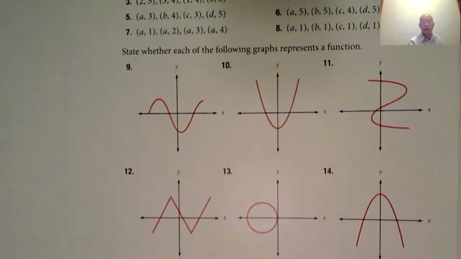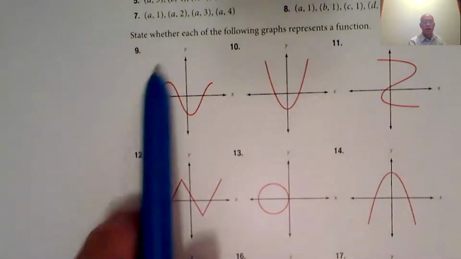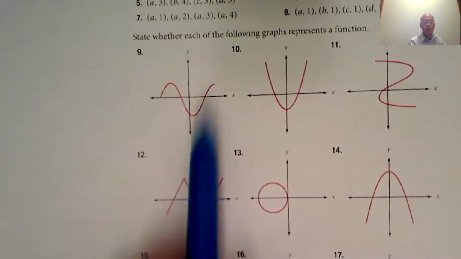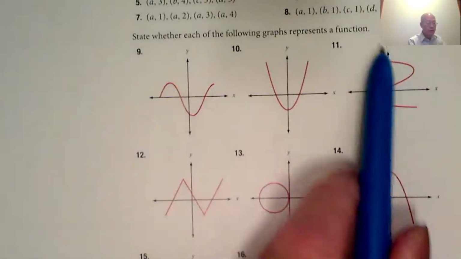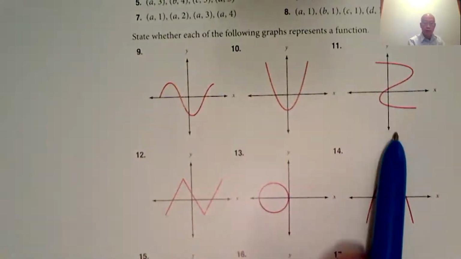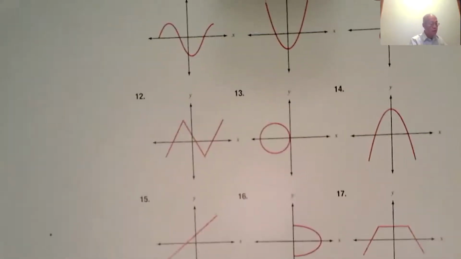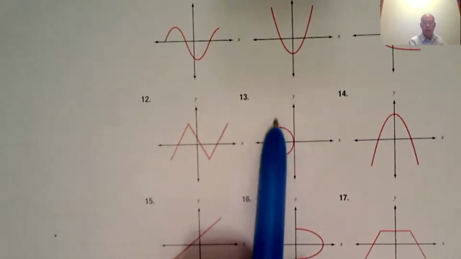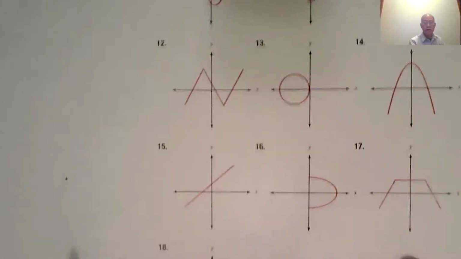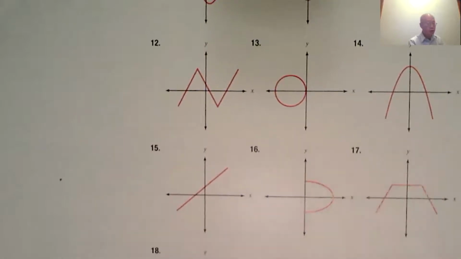Okay, for these, we just see, does it pass the vertical line test or does it not pass the vertical line test? So number 9 is a function. If I draw a vertical line anywhere, it touches only one point. Number 11 is not a function because if I draw a vertical line, let's say right over here, it's going to touch in more than one point. Okay. 13, the circle is not a function. It's possible to draw a vertical line which touches at 2 points. But 17 is a function. If I draw a vertical line anywhere, it's going to touch in only 1 point.